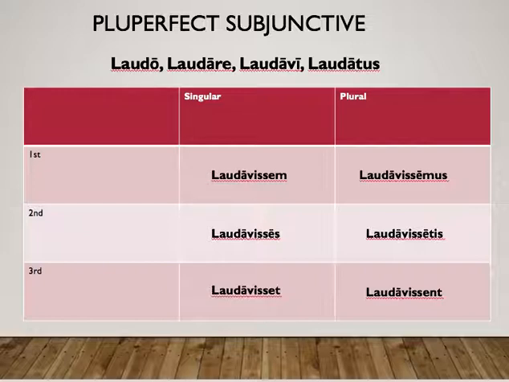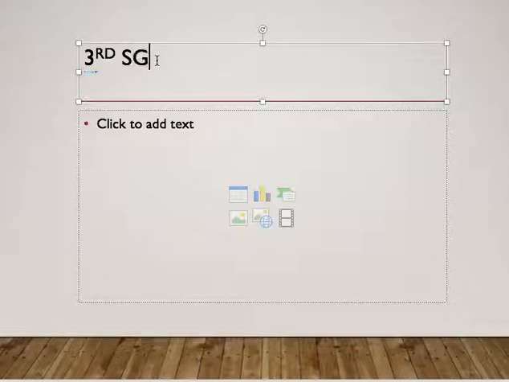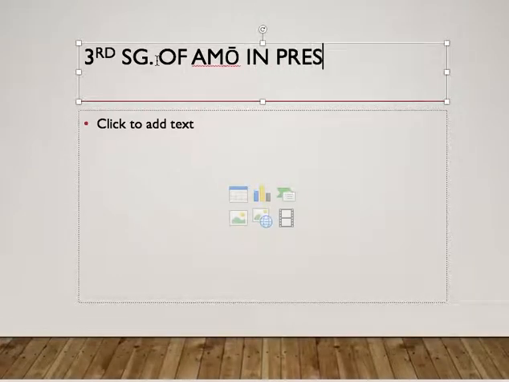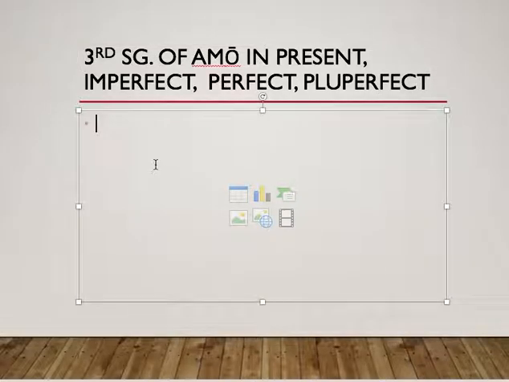Okay? What I want you to do now is pause the video. We just learned a blitz of new forms. Let's pause the video and put in the third person singular of, let's do amo, in the present, imperfect, perfect, and pluperfect active forms. Third singular.